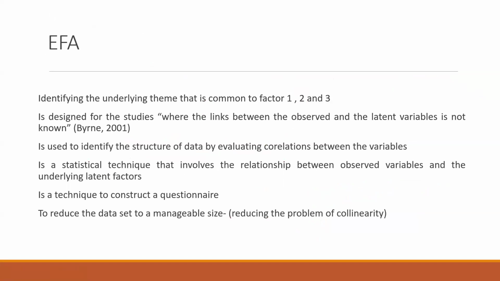Now, how is EFA defined? It is identifying the underlying theme that is common to factors 1, 2, and 3. It is designed for studies where the links between the observed and the latent variables are not known, and it is used to identify the structure of data by evaluating correlations between the variables. So this is what we are basically working on, right? So what is EFA? It is a statistical technique that involves the relationship between observed variables and the underlying latent factors, right? And it is a technique to construct a questionnaire.